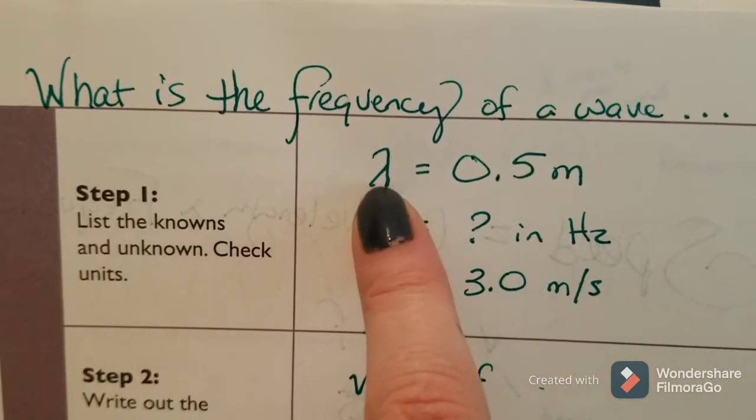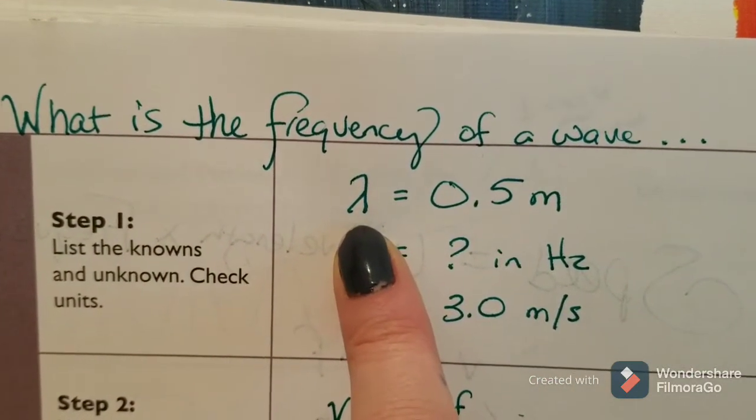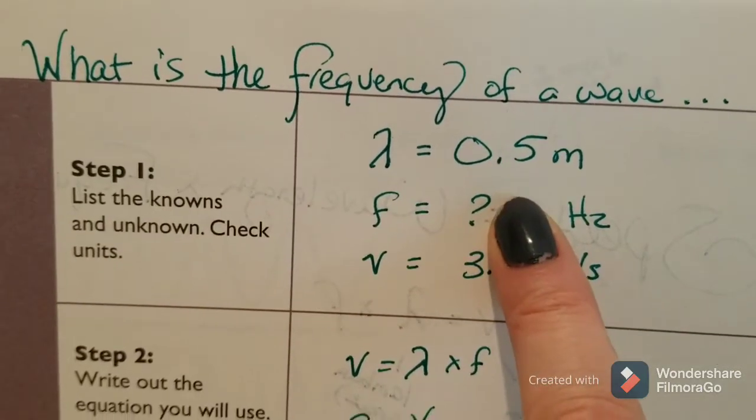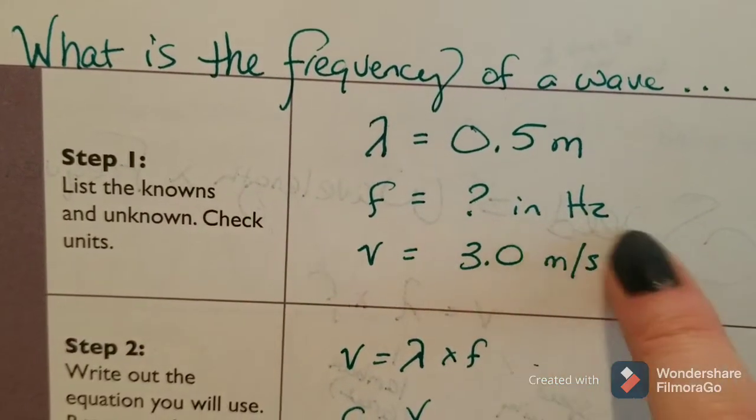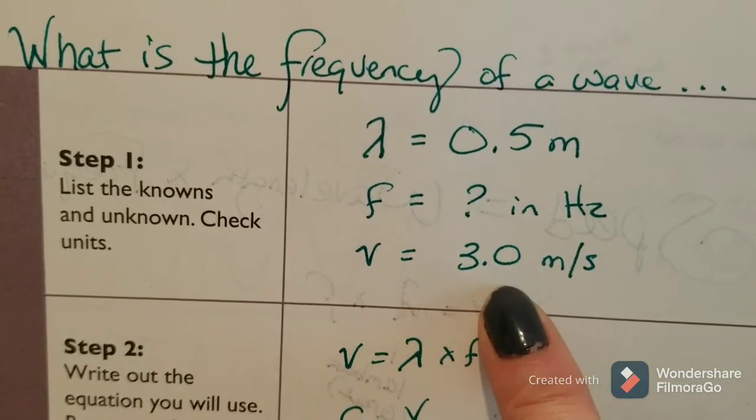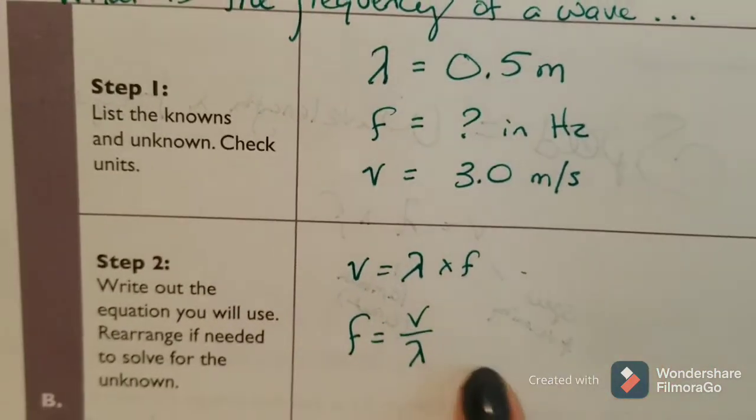So we've got this situation. Our wavelength is 0.5 meter. Frequency is, I don't know, in hertz. Velocity is 3 meters per second. Let's see what we're going to do.